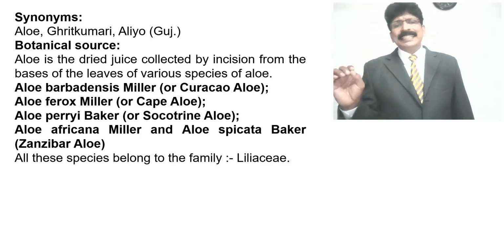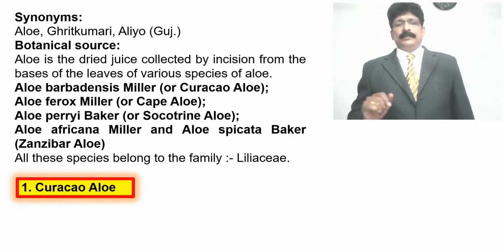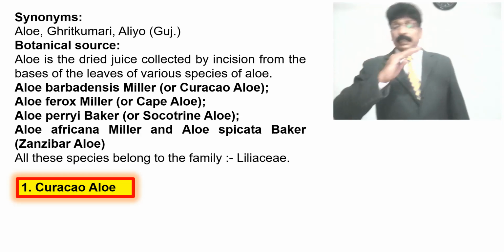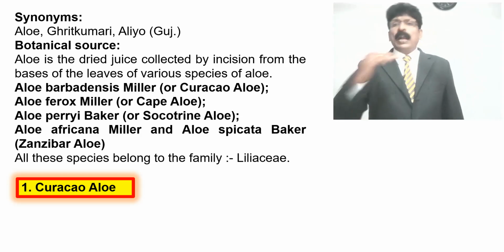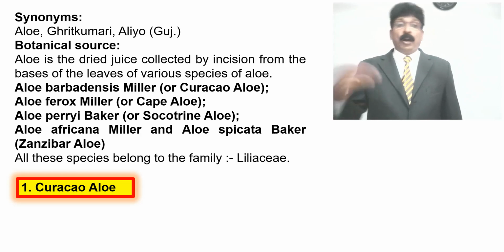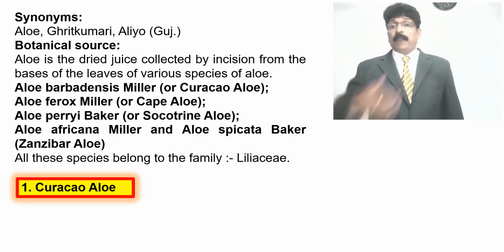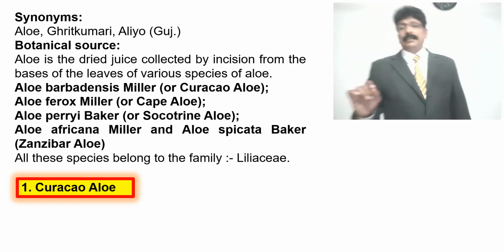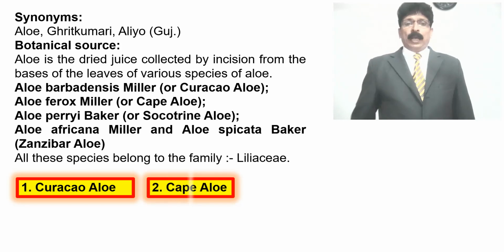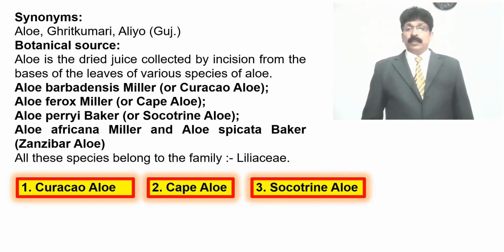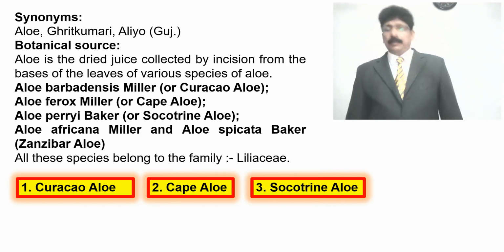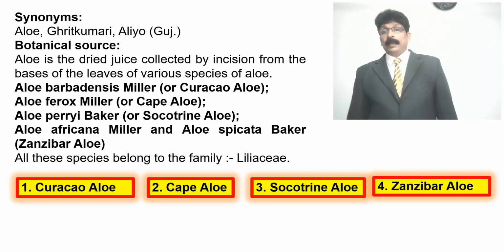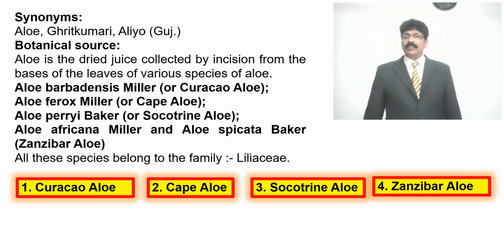That is Zanzibar aloe, from the islands present there. All these species belong to the family Liliaceae. So we should remember the 4 types of aloe. Even diploma students should know these names: Curacao aloe, or Barbados aloe; Cape aloe, South African aloe; Socotrin aloe, the Arabian country aloe; and Zanzibar aloe from East Africa, the Tanzanian species.